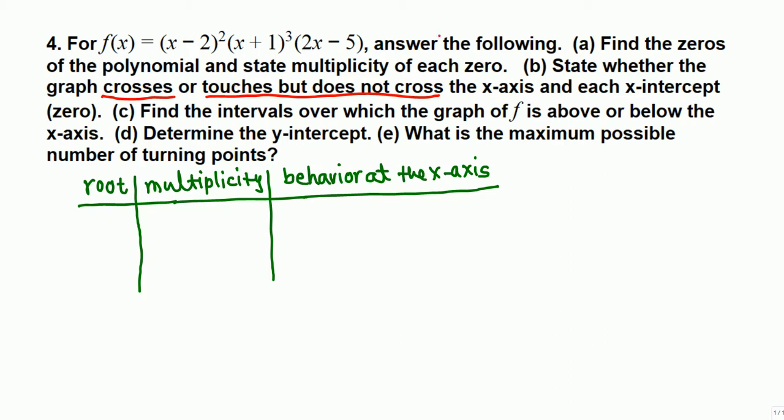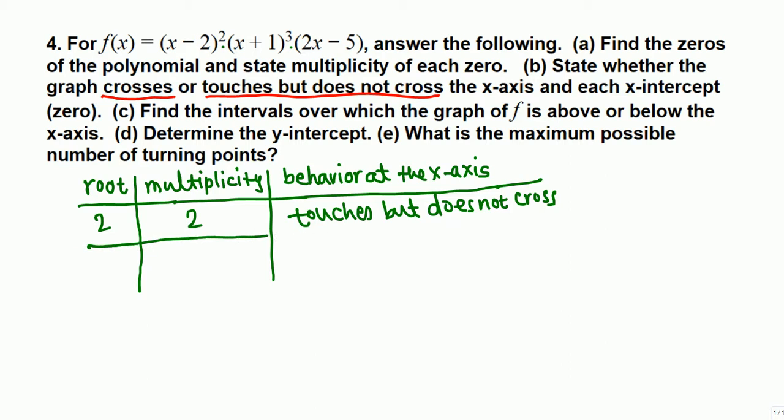Let's answer part A and B. We have three factors, and x minus 2 becomes 0 when x equals 2. So 2 is a root of this polynomial, and the square means multiplicity 2, it comes twice. And when the multiplicity is 2, the graph just touches but does not cross the x-axis. The graph touches the x-axis but does not cross.